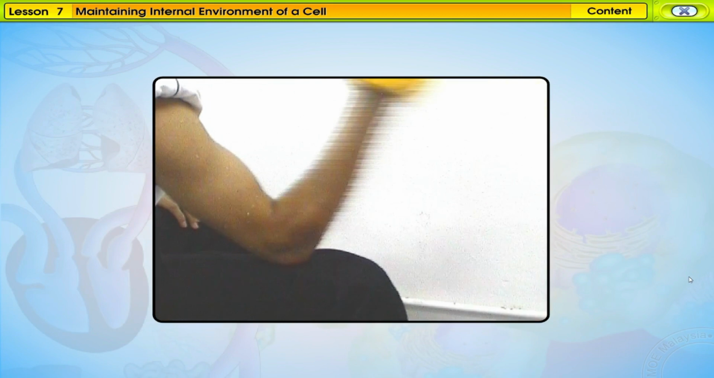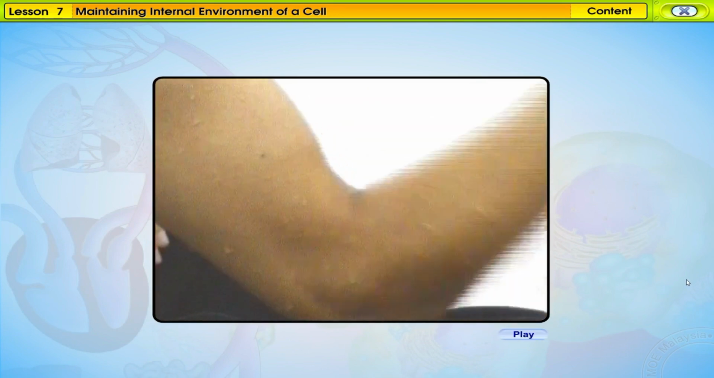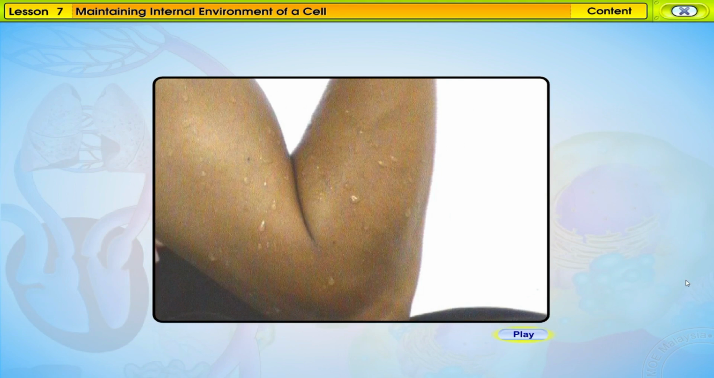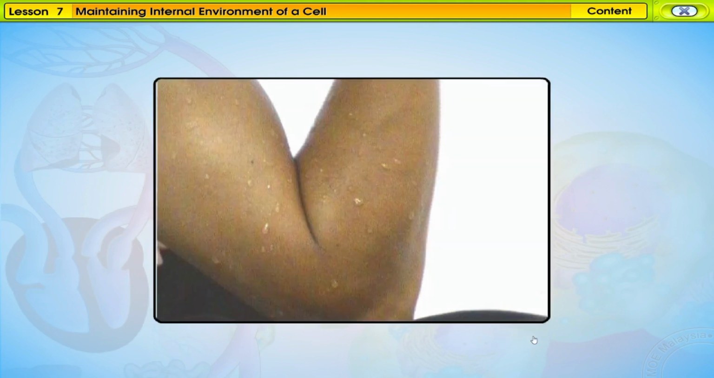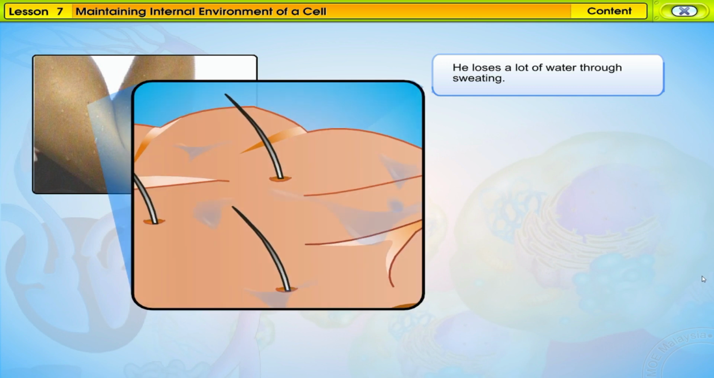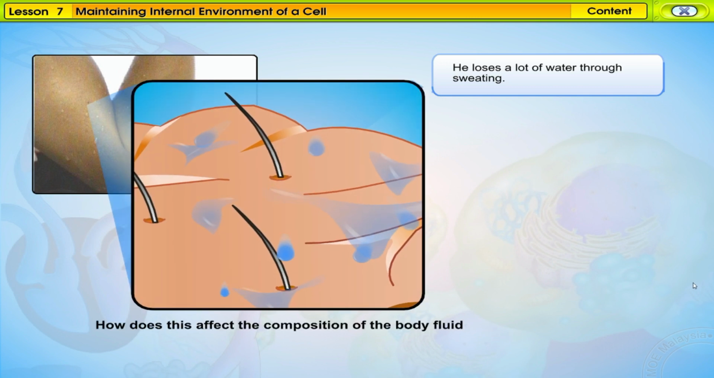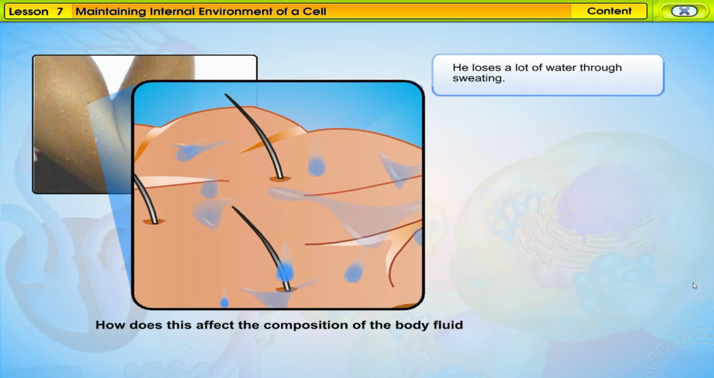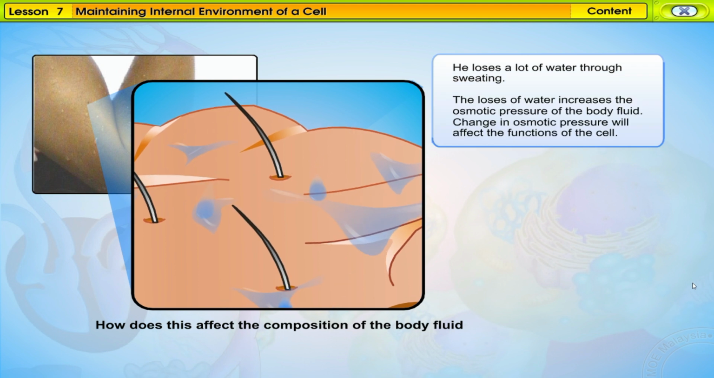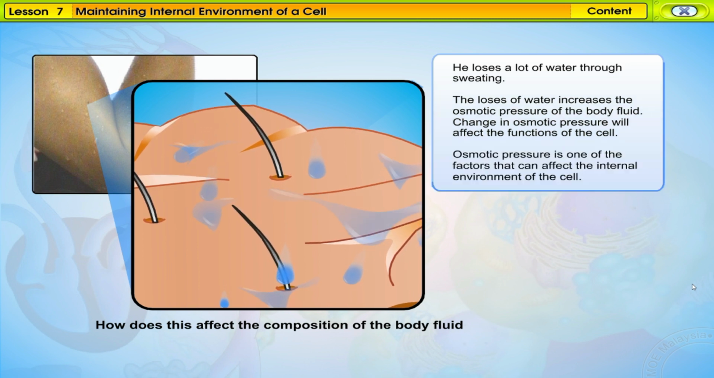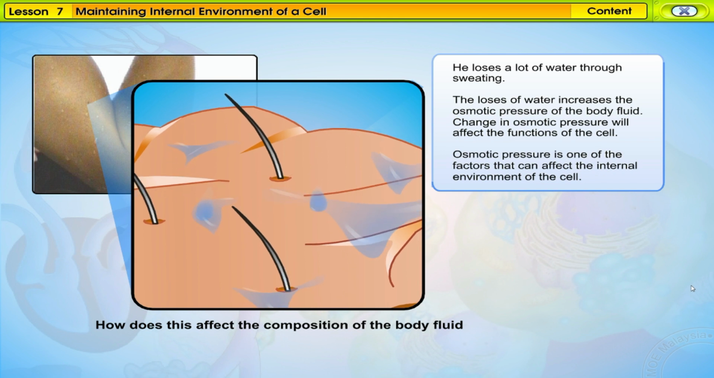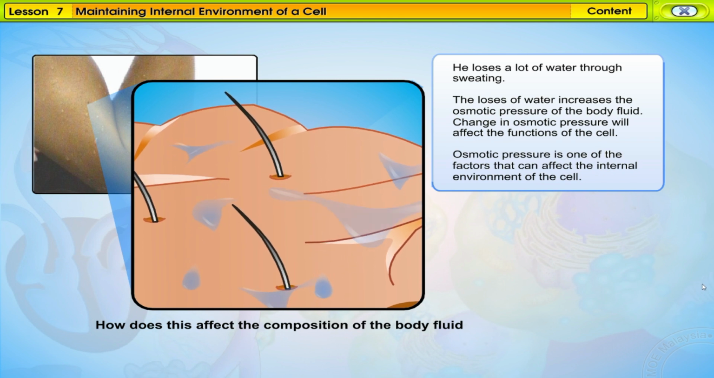What happens when a person exercises vigorously? Click play to check your answer. He loses a lot of water through sweating. How does this affect the composition of the body fluid? The loss of water increases the osmotic pressure of the body fluid. Change in osmotic pressure will affect the functions of the cell. Osmotic pressure is one of the factors that can affect the internal environment of the cell.